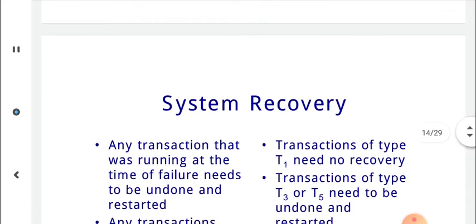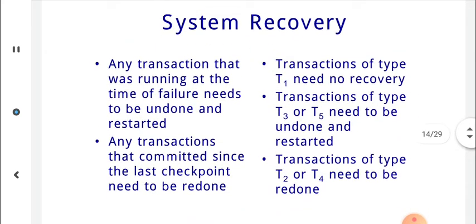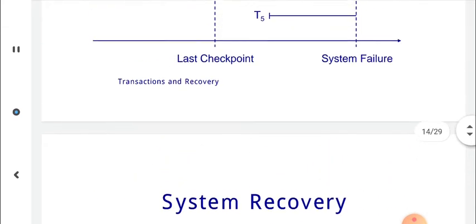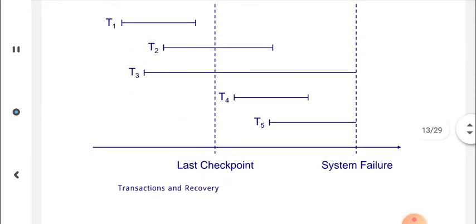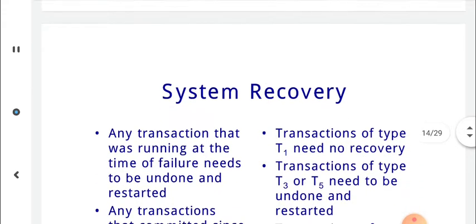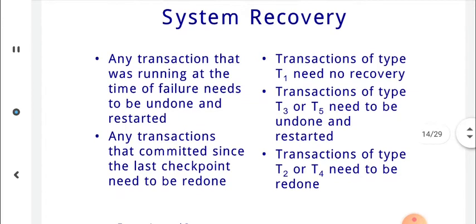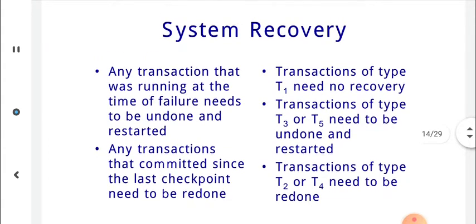So in that case, for system recovery, any transaction that was running at the time of failure needs to be undone and restarted. That means you can see here in the previous diagram, we actually have 2 transactions that are running. One is T3, another is T5. They must be undone because the system failed at that time. Any transaction that committed since the last checkpoint needs to be redone. So one thing is restarted and the other redone.